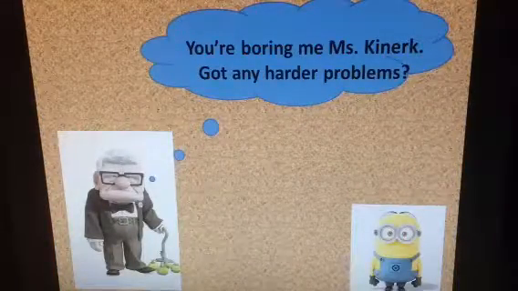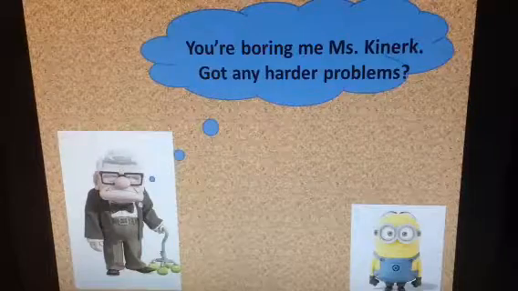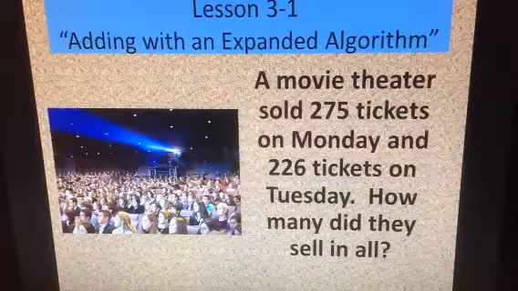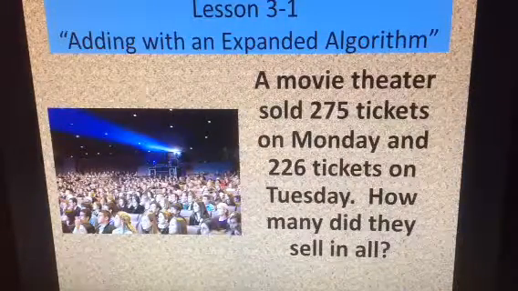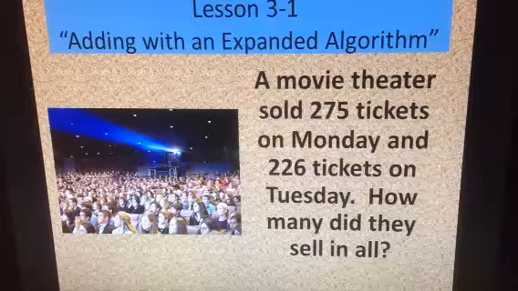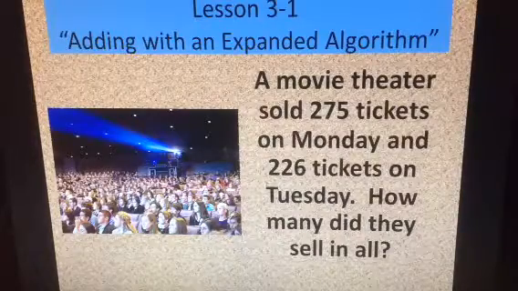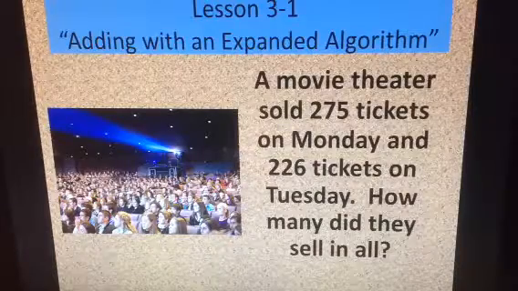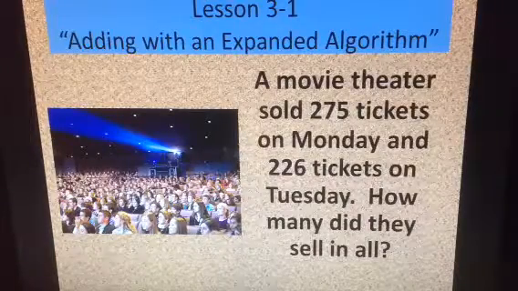Some people thought we were getting a little boring. The guy from Up says, "You're boring me, Miss Knurk. Got any harder problems?" Here's another tricky one. A movie theater sold 275 tickets on Monday and 226 tickets on Tuesday. How many tickets did they sell in all? There's some regrouping you need to do on this. Pause the video to try it on your own.